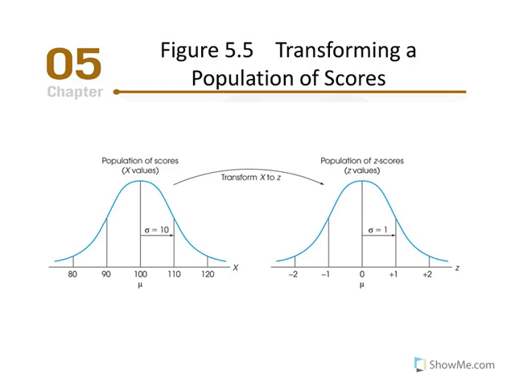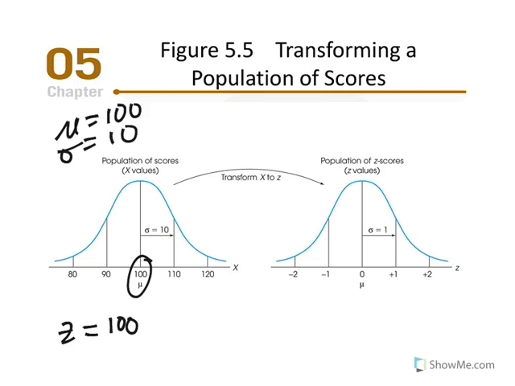Figure 5.5. So again, going back to the characteristics of a standardized distribution, or converting raw scores into z-scores, we understand the shape of the distribution does not change. So here we have the original population distribution of scores and their x values, and we are told that the mean is equal to 100 and standard deviation is equal to 10. And we're converting that distribution into a distribution of z-scores. So let's just consider this score here, the mean. If we convert that into a z-score, the score is equal to 100 minus the mean, which is 100, divided by our standard deviation. So we get 100 minus 100 is 0, divided by 10, and we get 0.